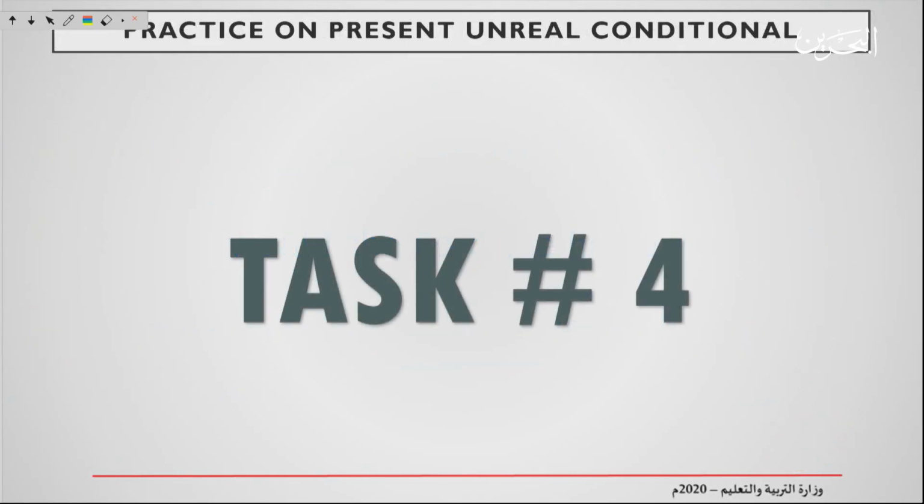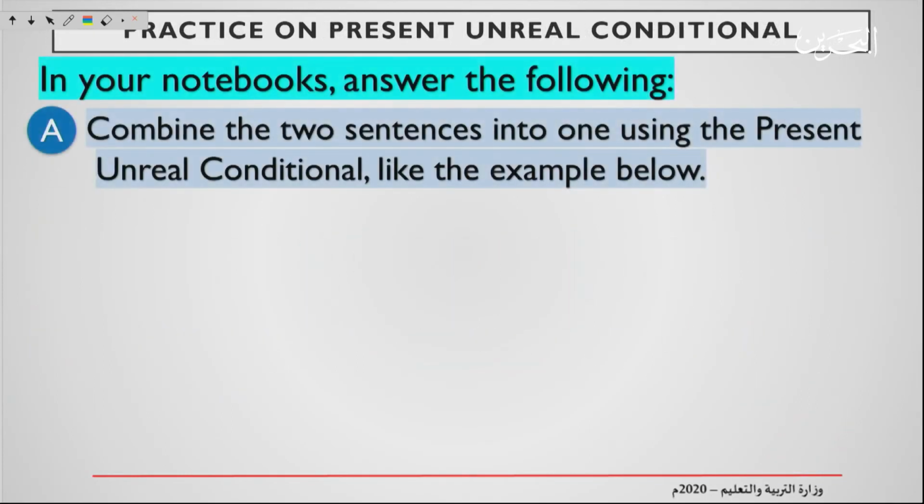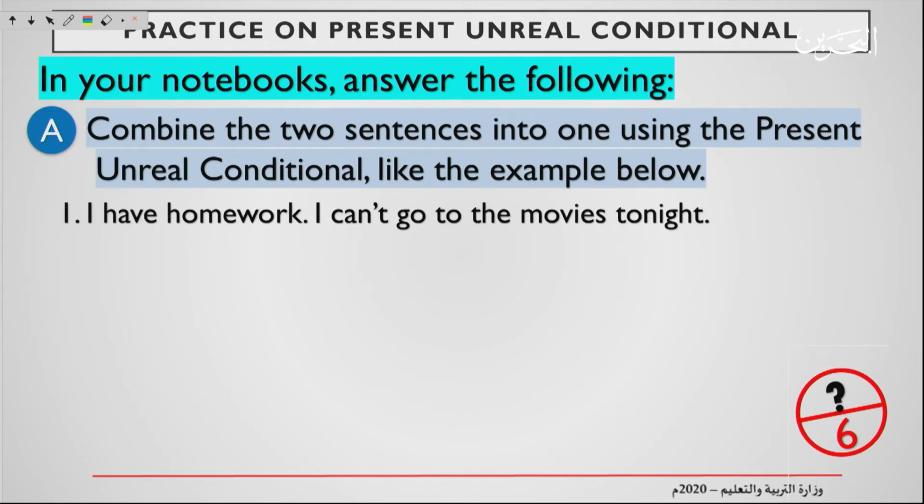Now, let's go to task number 4. Practice on present and real conditional. In your notebooks, answer the following. A. Combine 2 sentences into one using the present and real conditional, like the example below. And you have a mark of 6 for this one. The question, I have homework. This is the first sentence. You have to combine it with, I can't go to the movies tonight. You have to join both and use the present and real conditional.